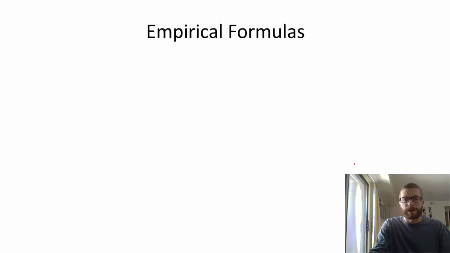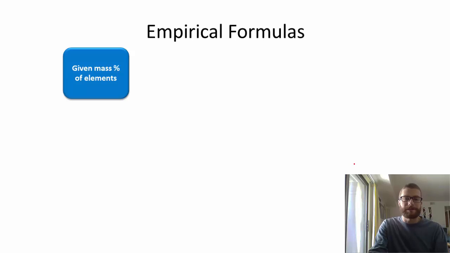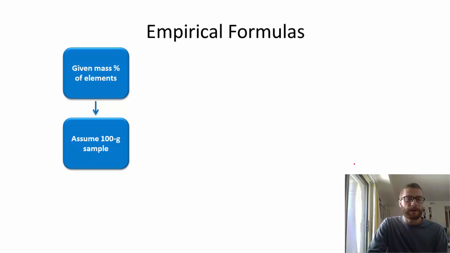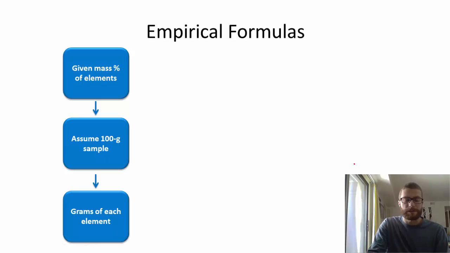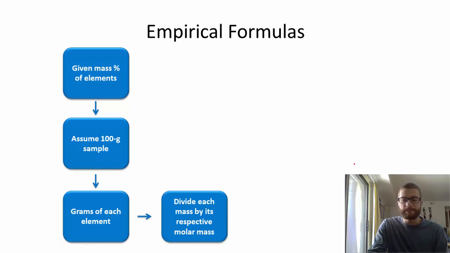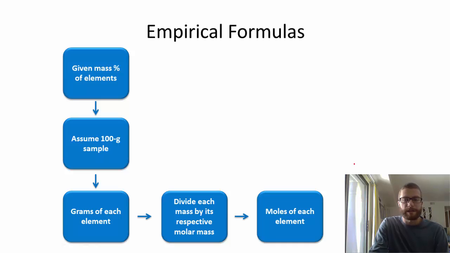I've created a flow chart that hopefully will help navigate your way through it. First, you're given the mass percent of elements. This is the percent composition that we had in a previous video. From there, we assume that we have a 100 gram sample, because if we have percent composition, those mass percents, we can just change them into grams. So now we have the grams of each element. From there, we're going to divide by the molar mass of that element. What that does, as we'll see on the next slide, is give us the moles of that element.